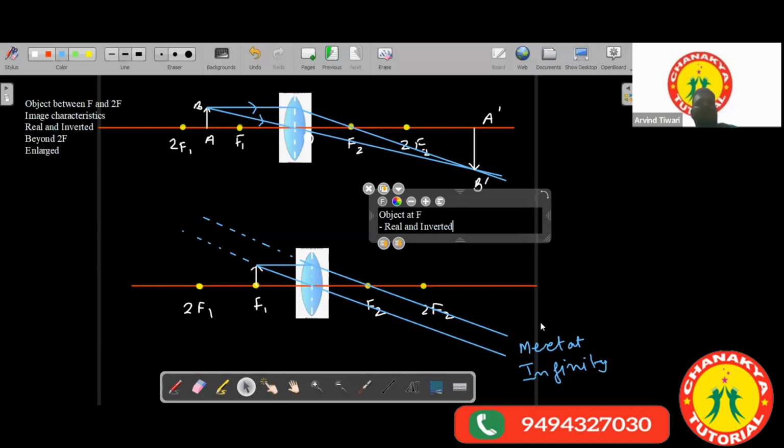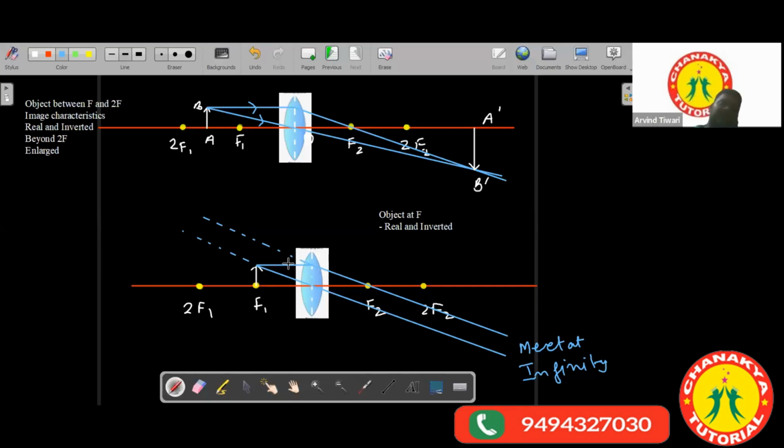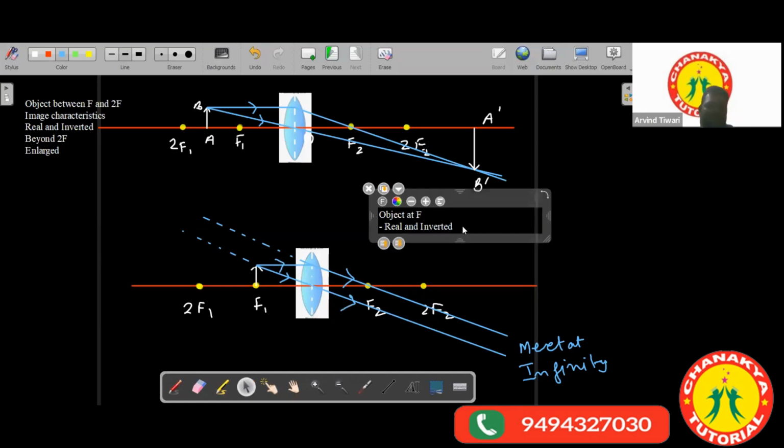Just like we assume that if parallel light rays are coming towards the lens, they meet at a certain point. If they are coming from very far off, we take the light rays to be parallel, even if they are coming from the same point. So here also, if the light rays are moving to infinity, they are supposed to meet at infinity. So the image formed will be real and inverted.